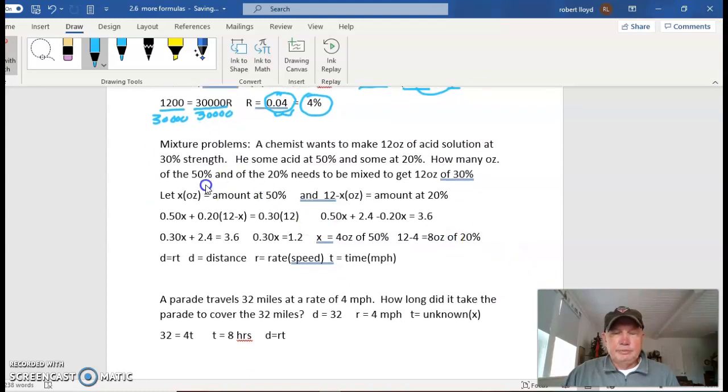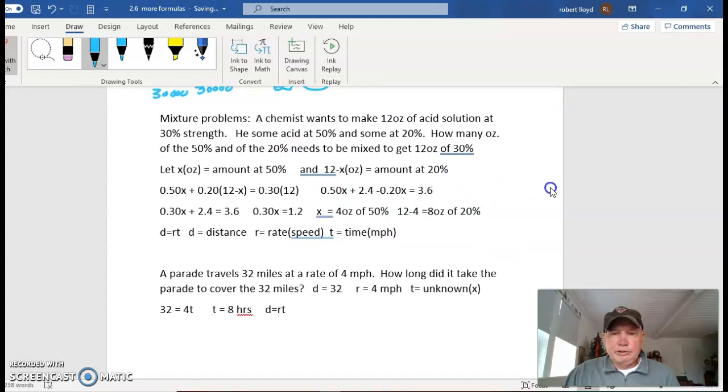I'm going to skip the mixture problem and come back to it because I want to take a little more time on that.